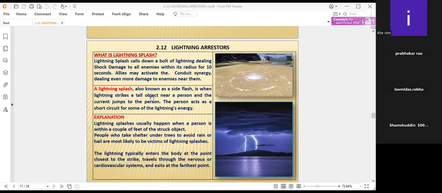Understand this first: the tall object, that means a tree, is also planted in the earth, whereas a person is standing on the ground where the earth potential is zero. That's why, rather than the tree top, it reaches the person first, who is standing on the ground. That's why a person near a tall object is affected first by the lightning flash. That is a very important thing to take care of.